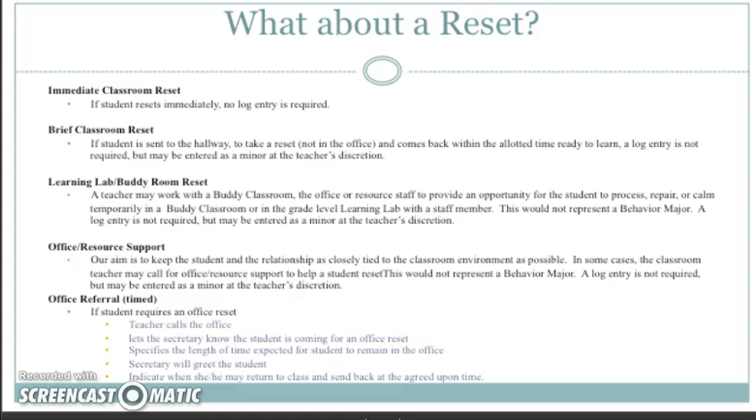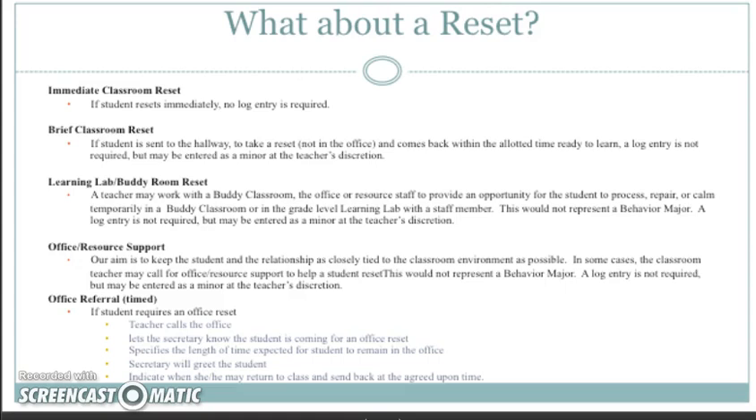In other cases, students may reset in the hall, a designated area of the classroom, or in a learning lab with a staff member. In other instances, teachers have worked collaboratively to develop buddy classrooms as another option for students to reset. If a teacher is unsuccessful in resetting a student, the teacher may call the office to seek support to reset the student in the classroom.